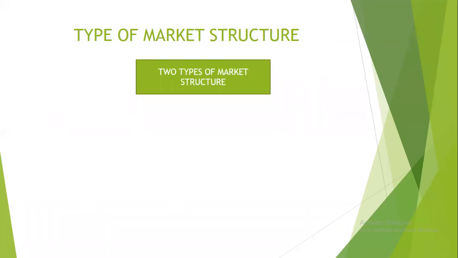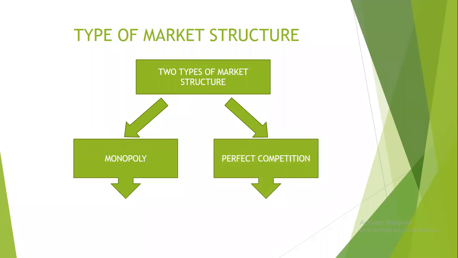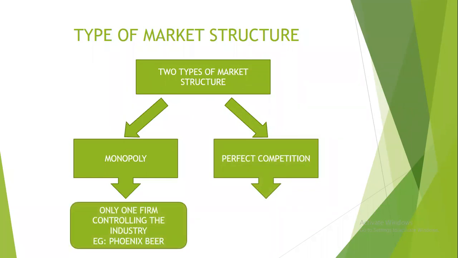We have two types of market structure. Market structures, in other words, are types of industry: one known as monopoly, and one known as perfect competition. In a monopoly, there will be only one firm controlling the industry. Unfortunately, I don't use these types of examples, but we have only.